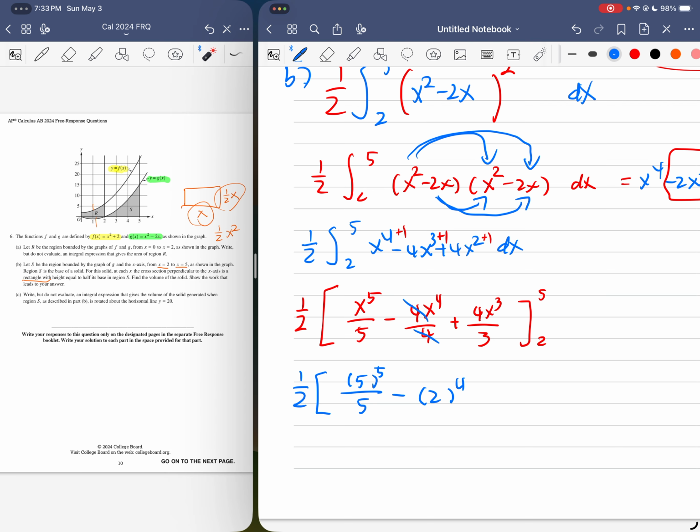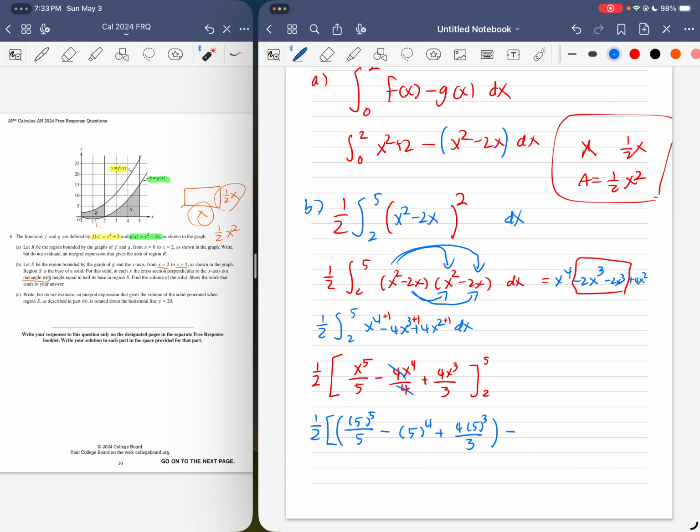2 to the 4th power plus 4. Oh, wait, why did I put 2? 5. 5 to the 3rd power over 3. I'm going to put parentheses here. Minus, I'm going to do the same thing. 2 squared. No. Do you see my mistakes? I cannot believe this. 2 to the 4th power plus 4 times 2 to the 3rd power over 3. And then I'm going to close with a big bracket because of this 1/2. So keep that in mind.